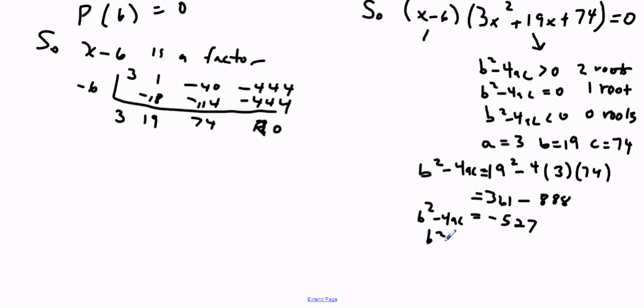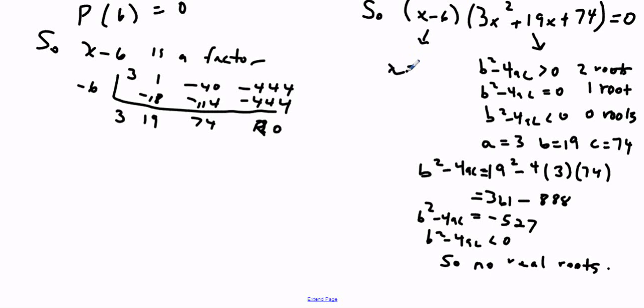So b squared minus 4ac is less than 0, so no real roots. And we don't care about imaginary roots at this stage because we are talking about the thickness of a piece of wood. That's what x is, right, in this word problem. So we don't care if we get imaginary roots. We don't want them. We're working in the real world here with a piece of wood.